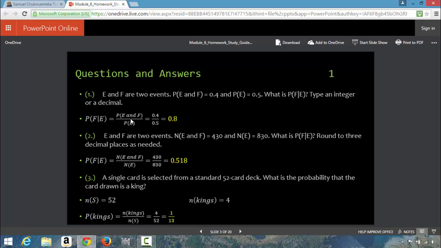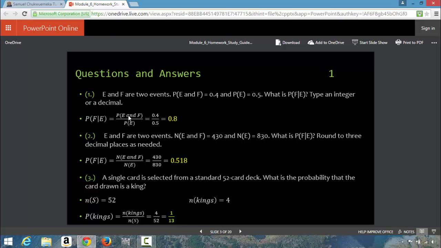So this is the formula. Probability of event F given event E is equal to the probability of events E and F, divided by the probability of event E. So that gives us 0.4 divided by 0.5, and that is 0.8.